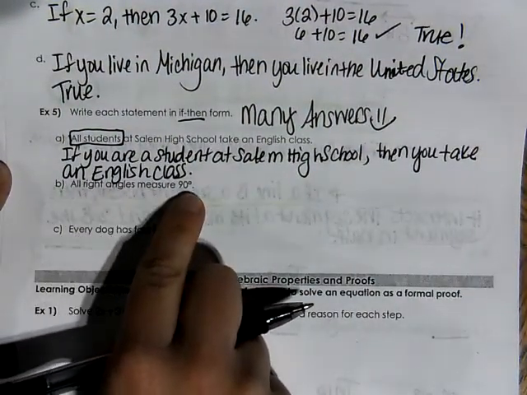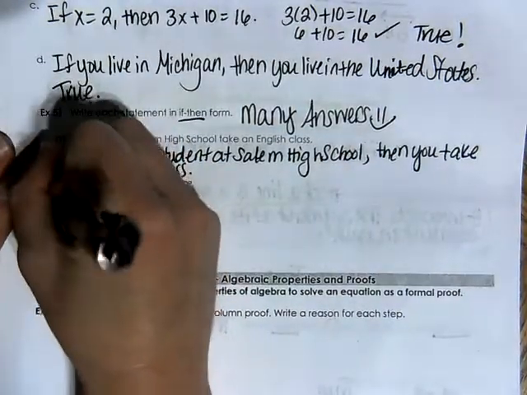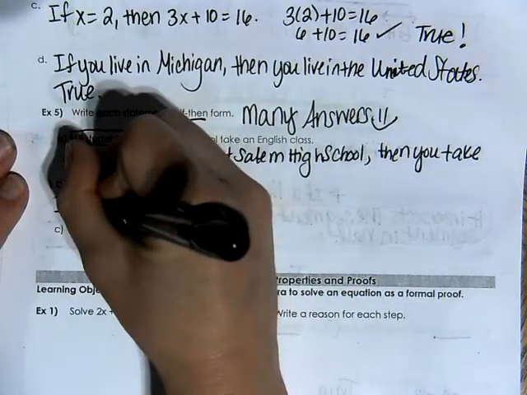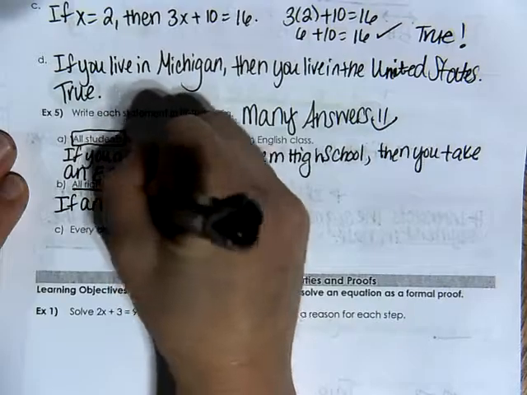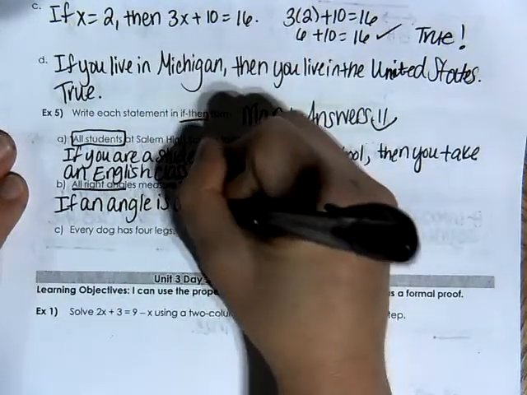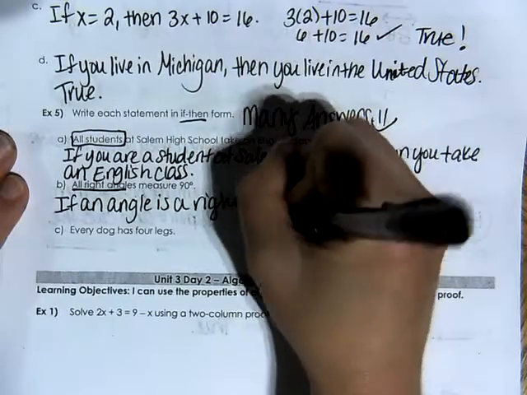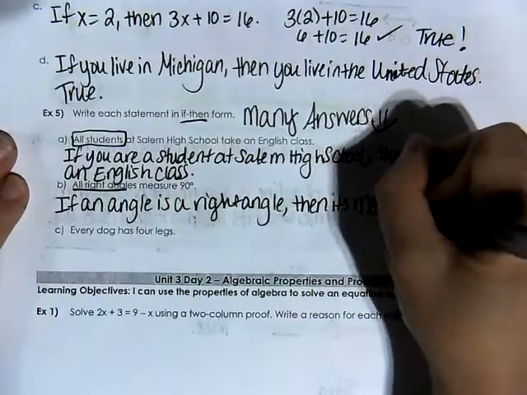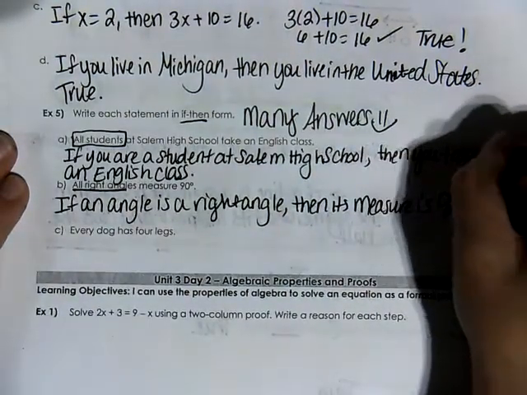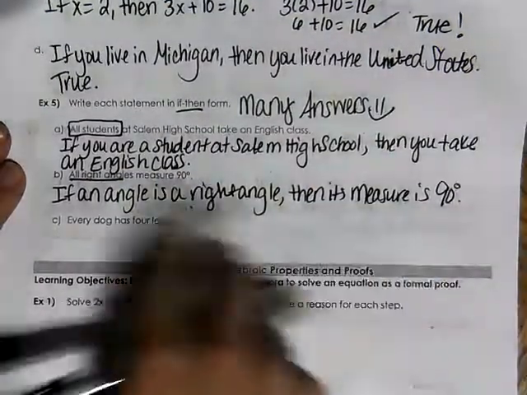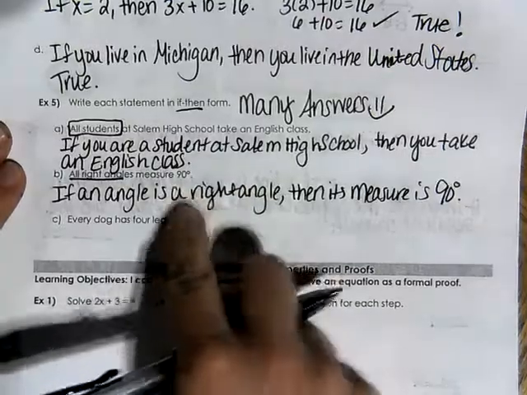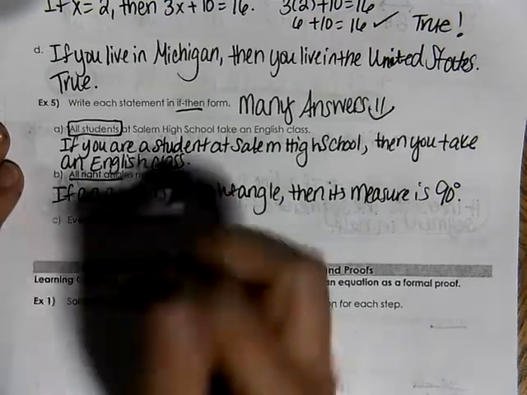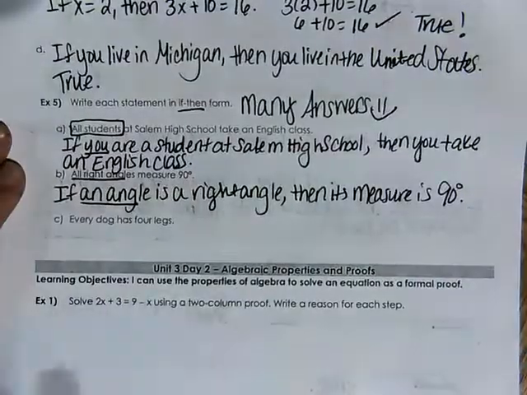All right angles measure 90 degrees. So maybe starting off with all right angles, if an angle is a right angle, then its measure is 90 degrees. That's one way. You could say if an angle's measure is 90 degrees, then it is a right angle. That's perfectly acceptable as well. But you want to make sure that you are identifying your subject from the very beginning.